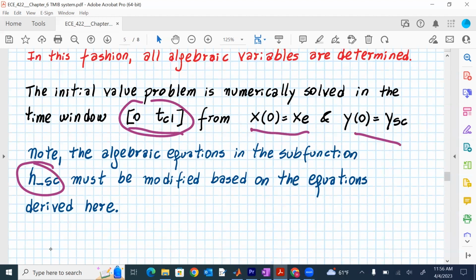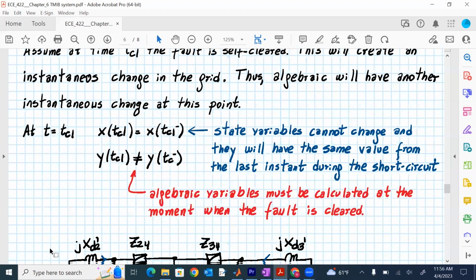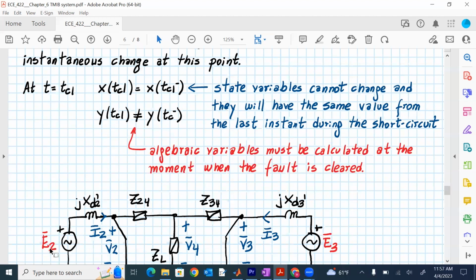At the clearing time, we're going to clear the fault. So the grid will be subject once again to a sudden change, and the voltage at bus B2 that was set to 0 all of a sudden is not 0 anymore, and the system will be modified once again. We apply the same procedure. The state variables cannot change instantaneously. So the state variables at this clearing time, when we don't have the short circuit anymore, will be exactly equal to the value that they have at the very last moment when we have the short circuit. So we need to consider that condition for the state variables.